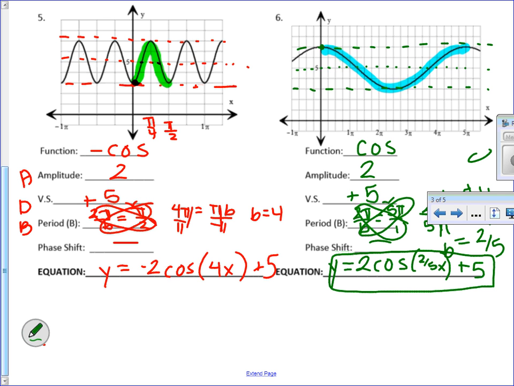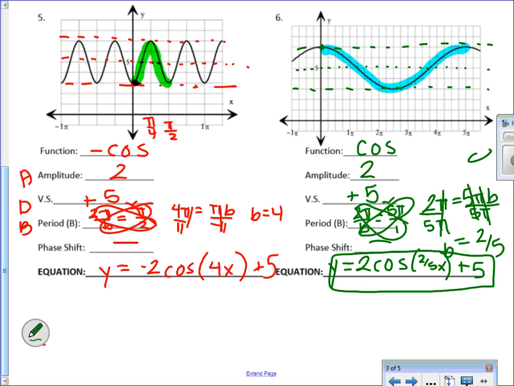Is that the only answer? No, there are multiple answers. There are lots of answers. You could write a sine graph. You could do lots of different things. Yes, sir. Did you move the box? Yes, I can.